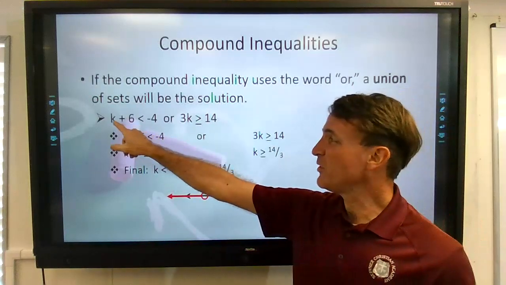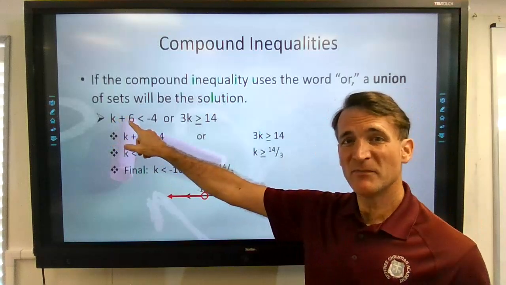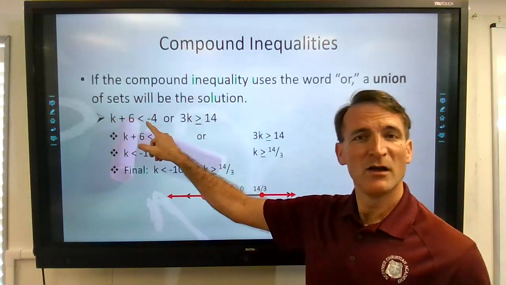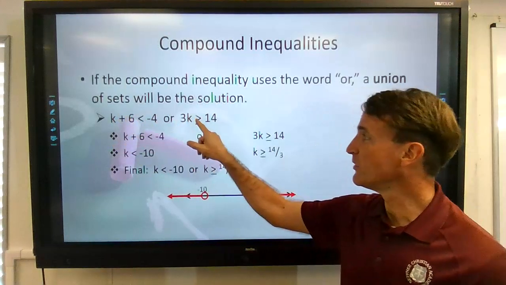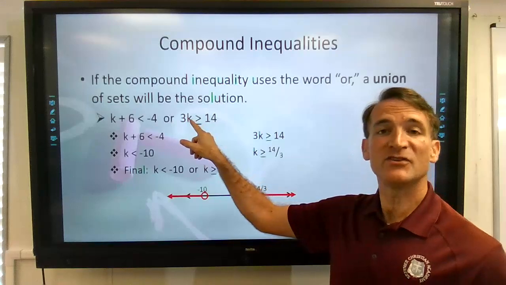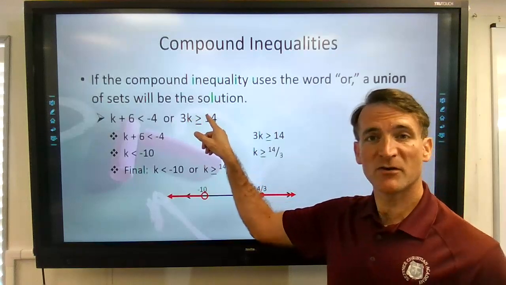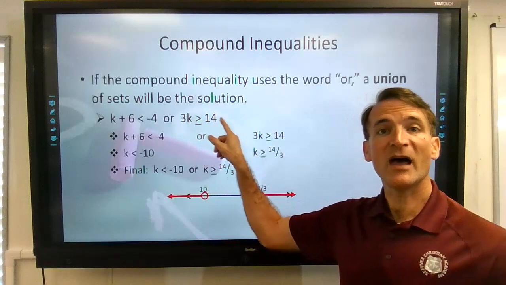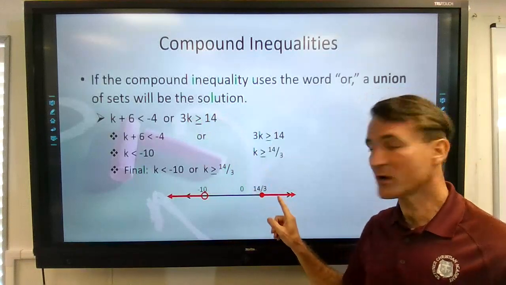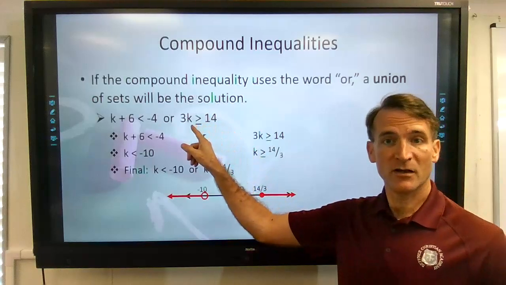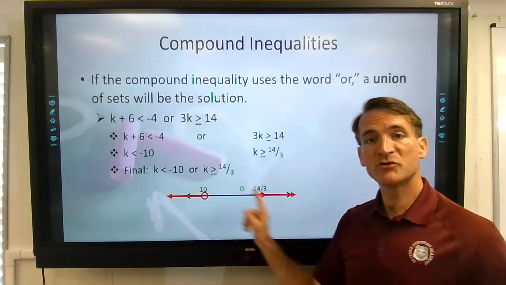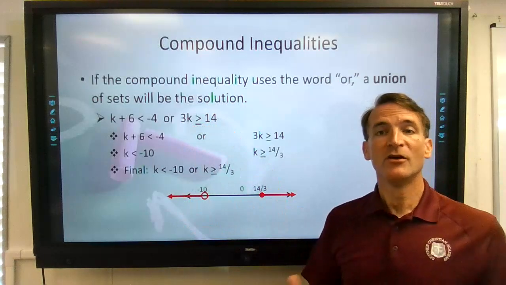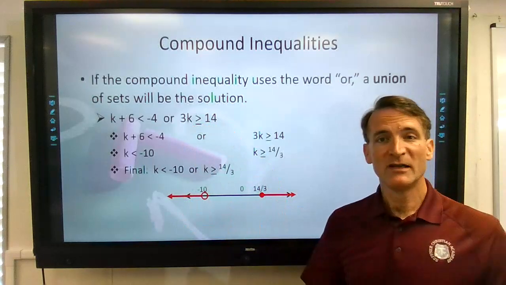If I plug in a 5 here, I get 5 plus 6, which is 11. Is 11 less than -4? No, it's not. But let's check over here. 3 times 5 is 15. Is 15 greater than or equal to 14? And the answer to that is yes. So it does work with this inequality. So both of those pieces of my solution do work. The part in the middle does not.